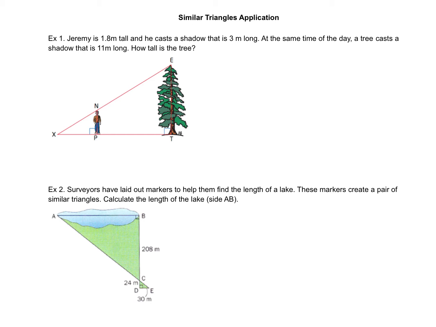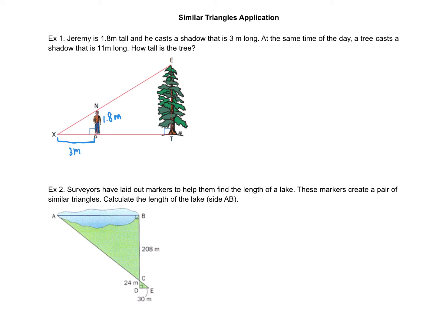So I have a diagram here that we are going to label, and then I'm going to show you a different way that you can set up your similar triangles that might be a little more visually appealing. So Jeremy is 1.8 meters tall. So this is Jeremy. His shadow is on the ground. Remember, shadows are always on the ground, and it's 3 meters long.